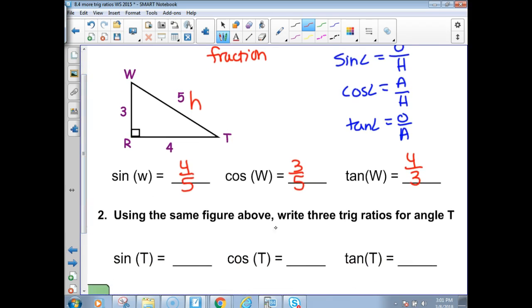Now it says using the same figure, write the 3 trig ratios for angle T. So this time I'm coming from over here. A minute ago, the ones I did in red, I was coming from up here. Now I'm going to come from angle T. So I'm looking at it differently. So if I go from angle T, opposite will be the 3, and adjacent would be the 4, and the hypotenuse is still 5. Opposite is 3 over hypotenuse. 3/5 would be my sine of T. My cosine of T is adjacent over hypotenuse would be 4/5, and my tangent would be opposite over adjacent 3/4. So it matters which angle you're coming from.